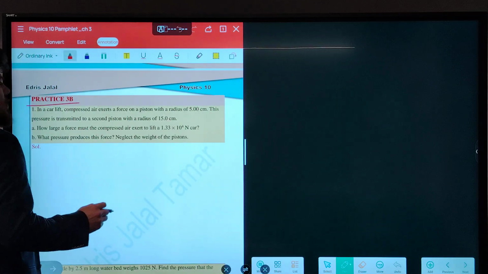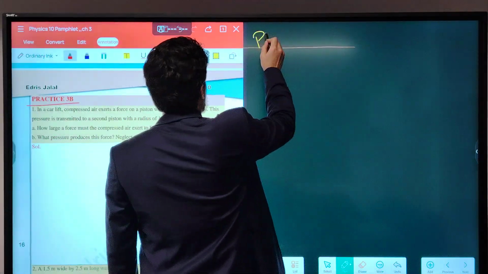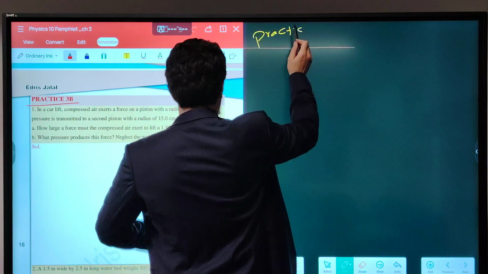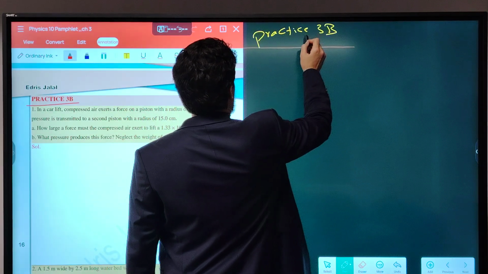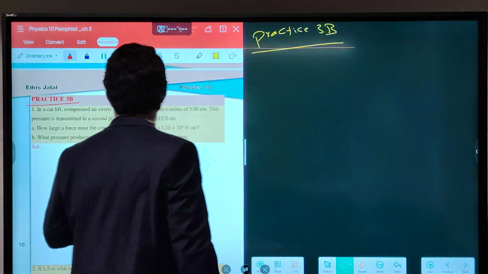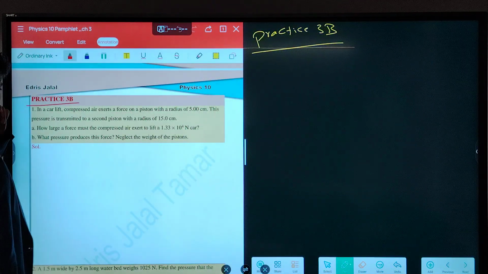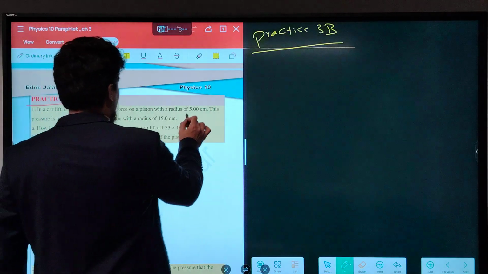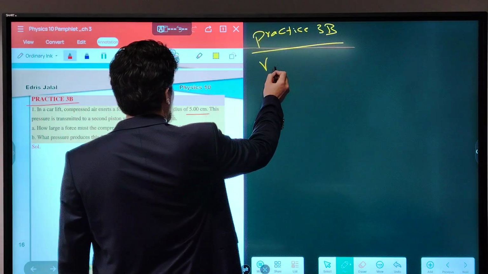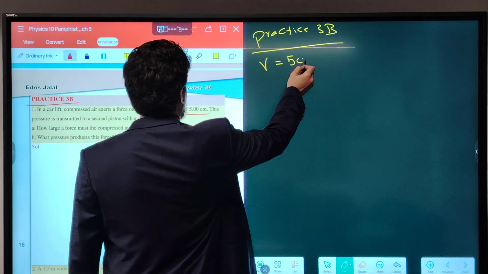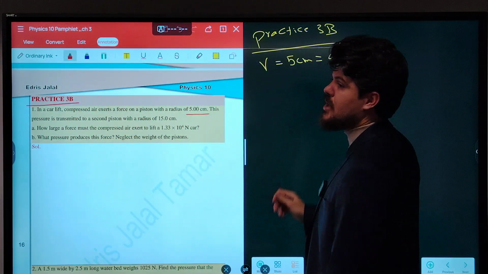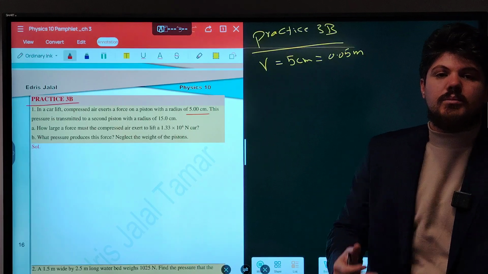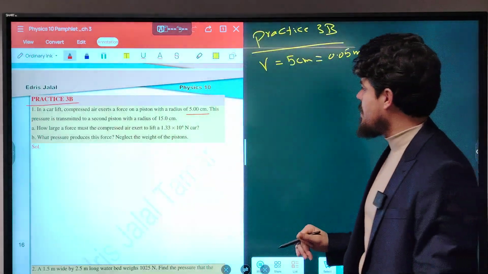Practice 3B, question 1. In a car lift, compressed air exerts a force on a piston with a radius. This is the radius, okay, 5 centimeter, which is equal to 0.05 meter. You have to convert centimeter to meter by dividing by 100, okay?